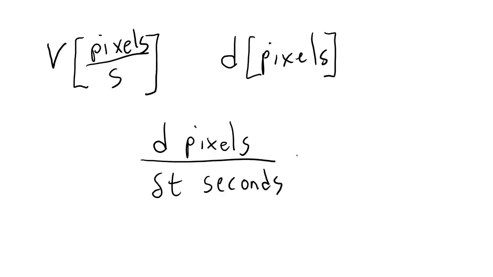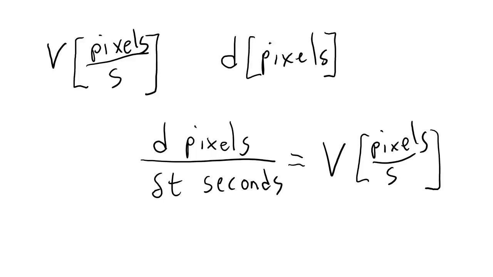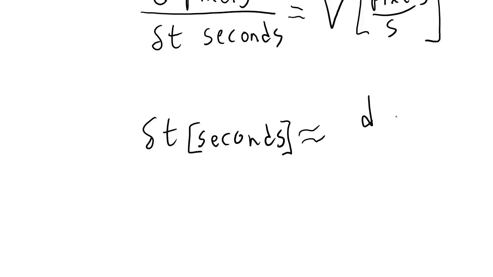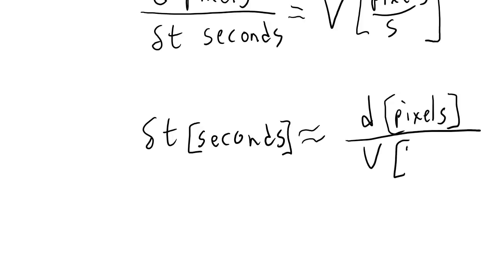Since I don't get to control the velocity of the object, I only get to control delta t, I'll set this equal to v, pixels per second. And so we can calculate delta t simply. Delta t, in units of seconds, should be set approximately equal to d, in units of pixels, divided by v, in units of pixels per second.